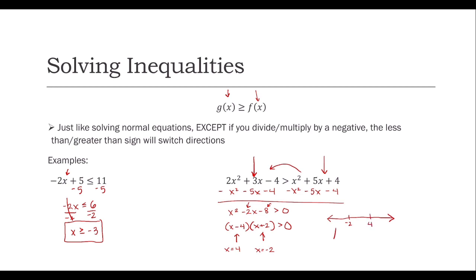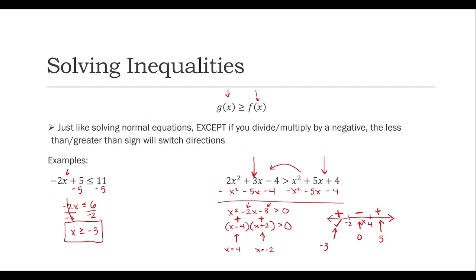If we plug in a number smaller than negative 2, negative 3 for example, we'd have negative 3 minus 4, which will give us a negative number, times negative 3 plus 2, which will give us another negative number. A negative times a negative is a positive, so this section is going to be greater than 0. Now we can try something in the middle. We'll plug in 0. If we plug in 0, we'll get a negative times a positive, which is going to be a negative. So our middle section is not greater than 0. And then finally, if it's greater than 4, so 5 for example, we'd have a positive number and a positive number, and a positive times a positive is a positive.